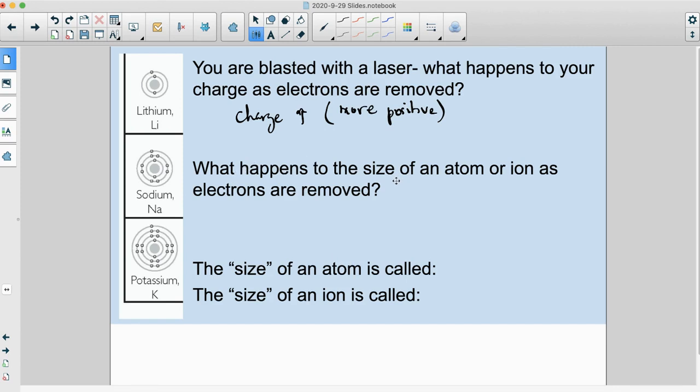What happens to the size of the atom or ion as electrons are removed? Well, as we saw before, the size goes down. The size of an atom is called the atomic radius. The size of an ion is called the ionic radius. The reason size is in parentheses is because there are many different ways that size is defined depending on the context of the bonding and the material. So that's why I put size in parentheses.